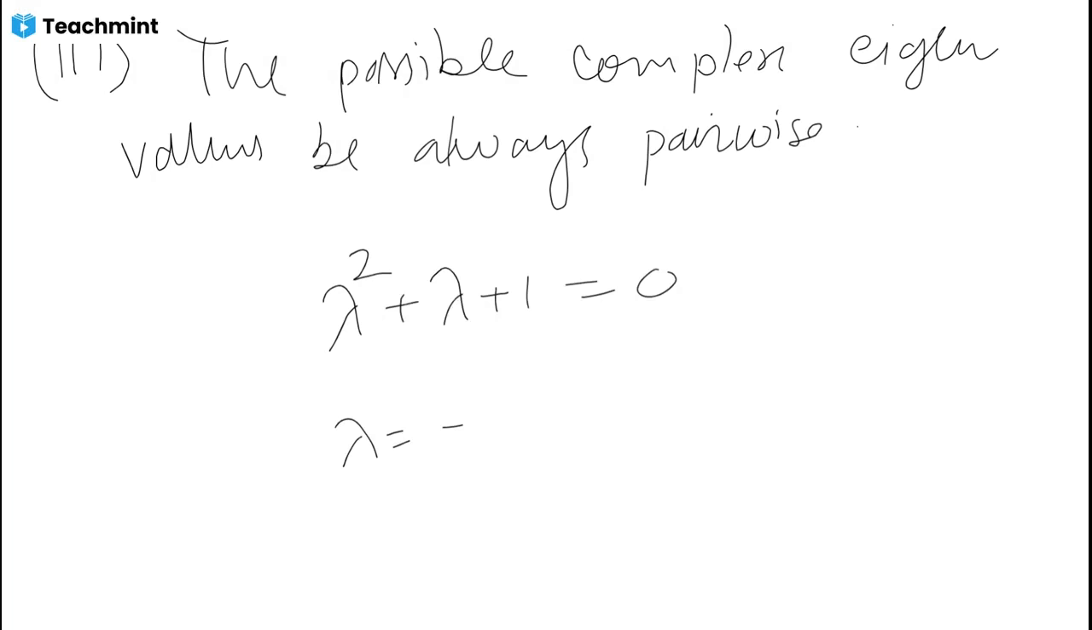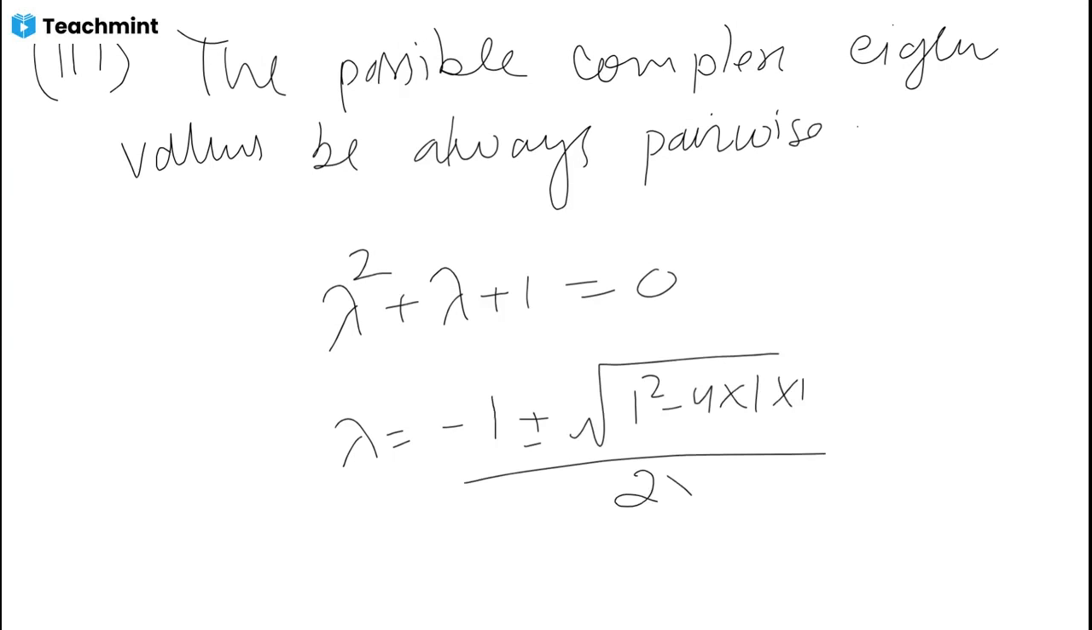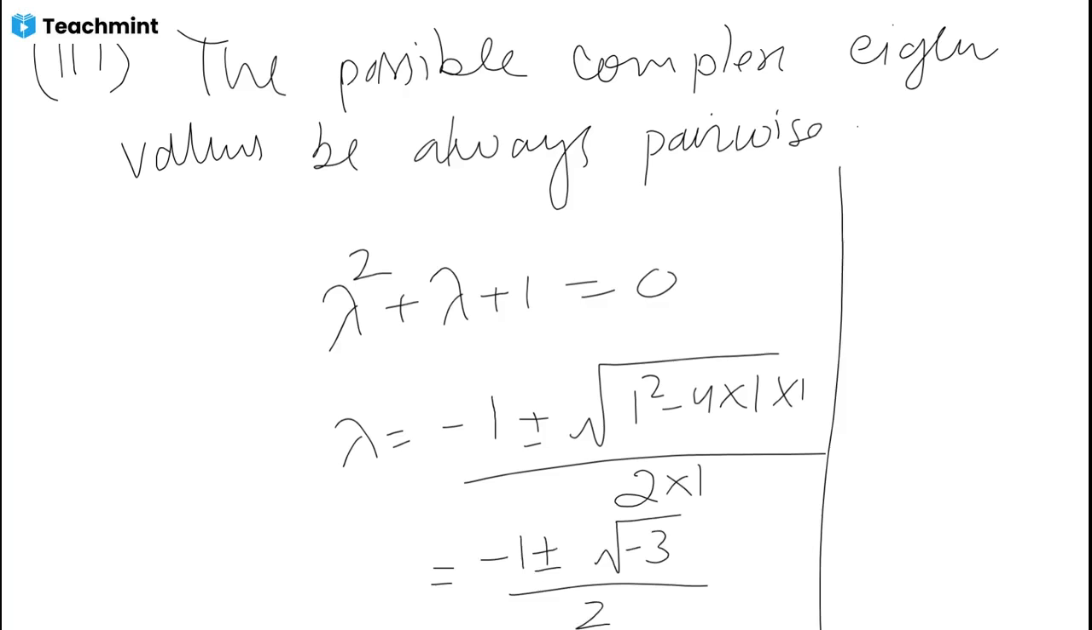minus b plus minus root of b square minus 4ac, over 2a, here minus 1 plus minus root of 1 square minus 4 into 1 into 1, over 2 into 1. Are you getting this quadratic formula? Yes, ma'am. So obviously here we have minus root 3, so we'll always get them in a pair, because of the plus minus sign together. So when we have complex roots, or you can say complex values of lambda, they will always be in pairs.